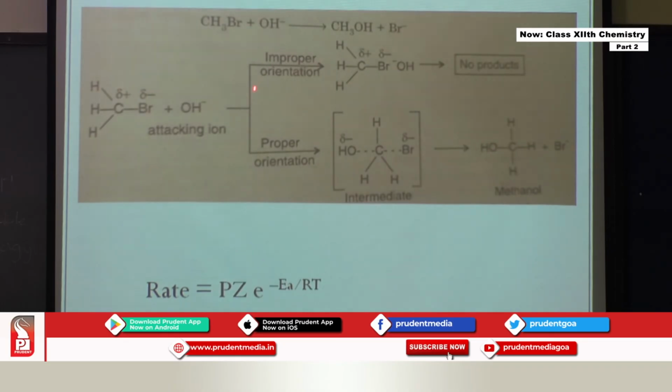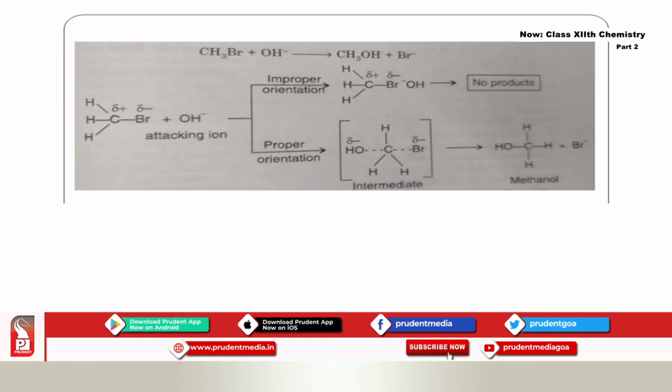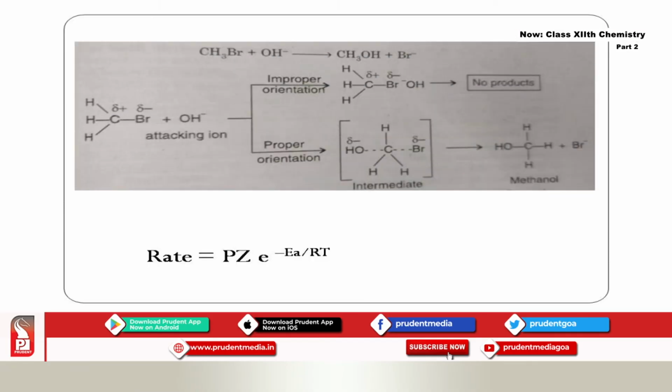For products to be formed, the reactant molecules have to be oriented properly. The meaning is the nucleophile, OH minus, has to attack from the opposite direction of the leaving group. So, if bromine is here, OH has to attack from the opposite direction. There is going to be simultaneous attacking of the nucleophile and the leaving group leaving the carbon atom in this mechanism, and then you have the formation of methanol. So, this is the meaning of proper orientation, that is, the reactant molecules have to be oriented properly for the reaction to take place, which could be best explained using SN2 mechanism.